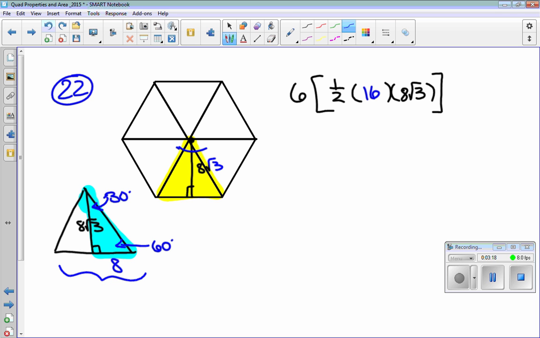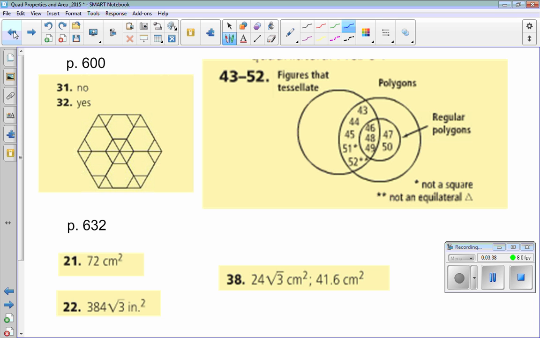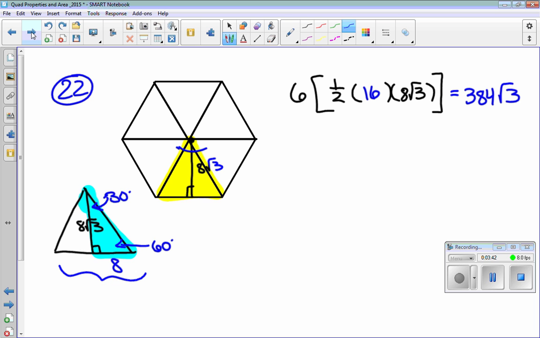Half of 6 is 3. We'll just multiply them on the calculator. It's fine. So we have 3 times 16 times 8. So I had 384 radical 3. And that would be the exact answer, okay? Hopefully that's what the book got. It is, so we're good. I guess the units were inches squared, so.